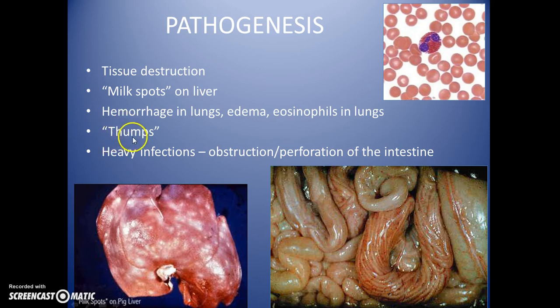The animal that you are tending to may experience thumps, which is coughing, and heavy infections can lead to obstruction or perforation of the intestine. This bottom right-hand picture is the perfect example of an obstruction in the intestine and a potential perforation about to happen.